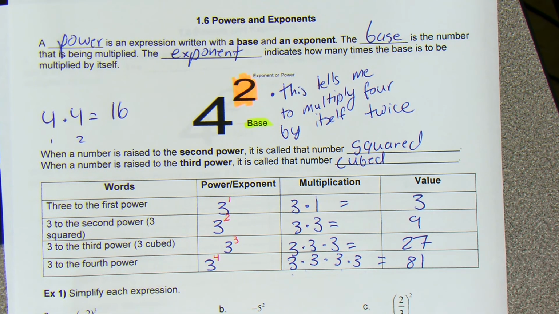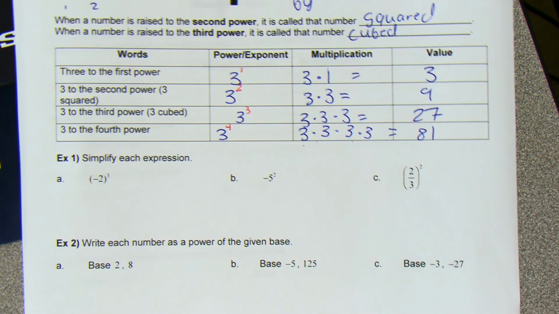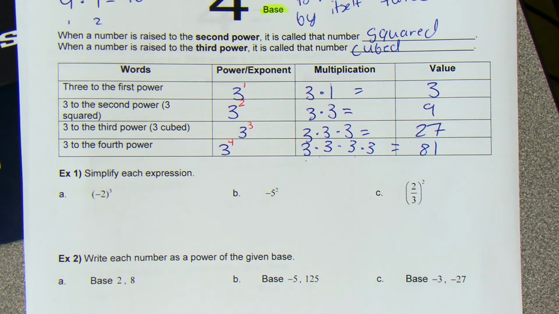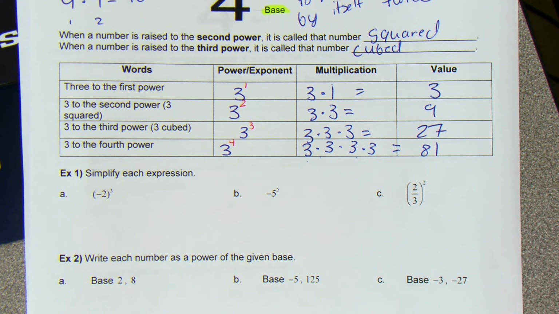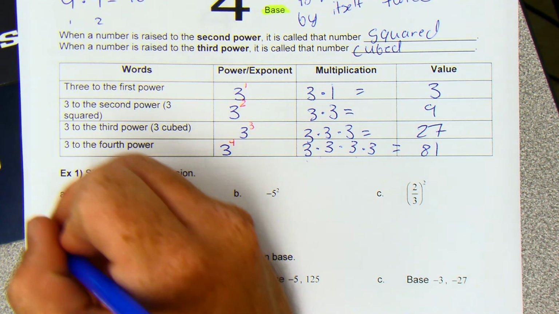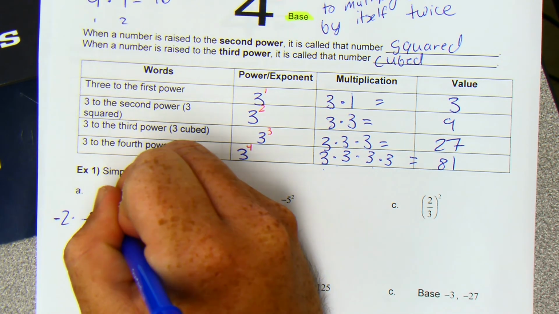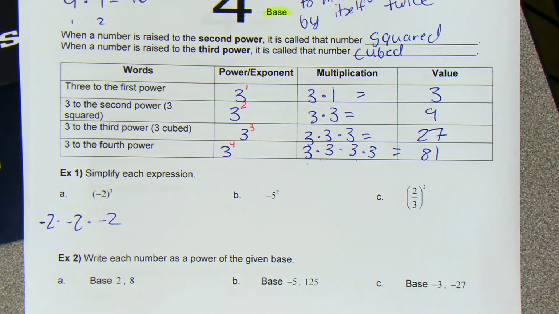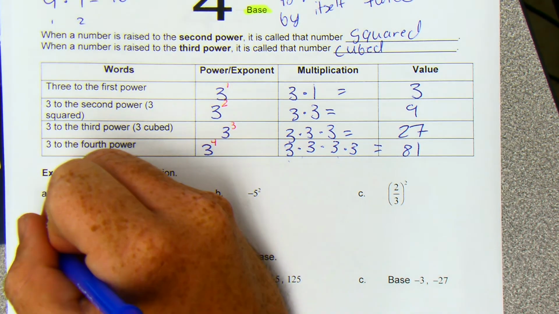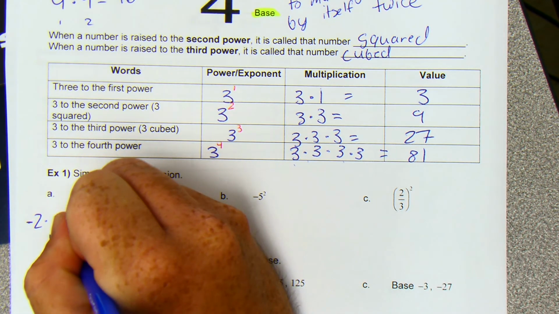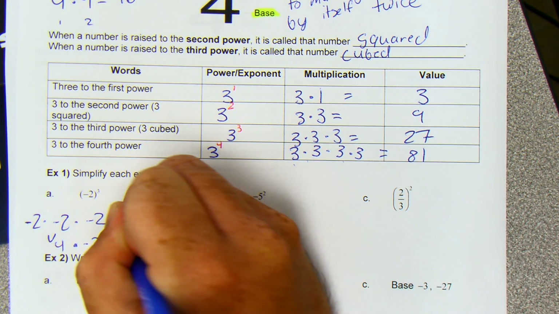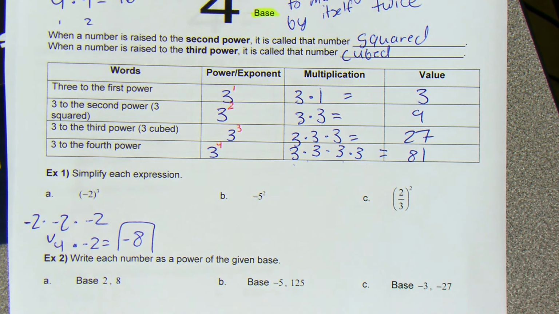All right, so let's look down at example 1. It says simplify each expression. We have -2 cubed. All it wants us to do is put it in our calculator, but I'm going to write it out as repeated multiplication. So what this looks like is -2 times -2 times -2. When I do my first -2 times -2, I get a +4. Then I have 4 times -2, which is -8, and that is my final answer.